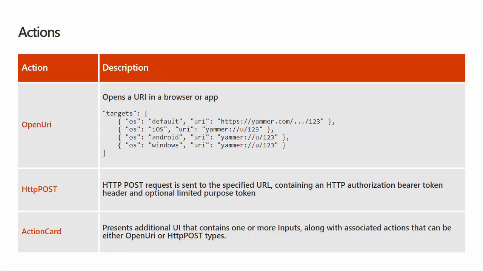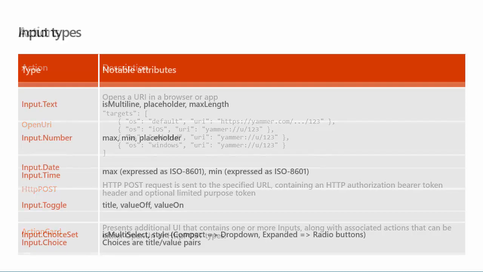The HTTP post action, in addition to sending information to a URL, Outlook or Office 365 will also include a token in the header, right? And the idea here is that you can then use this token to validate that the request is coming from Office 365. And as we talked about before, the action card action will let me show additional information that's interactive.